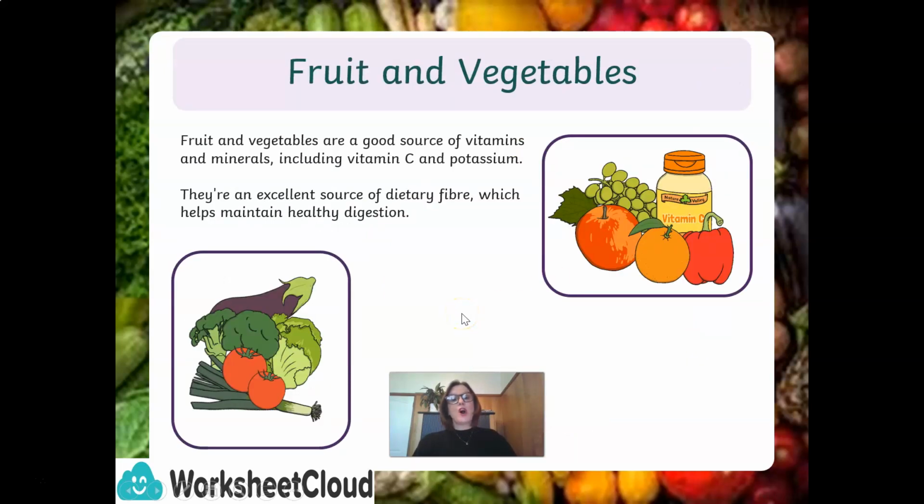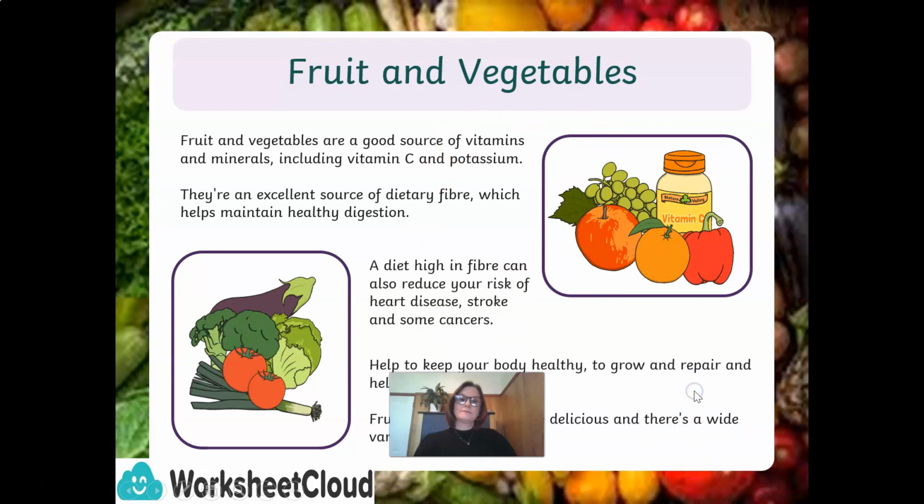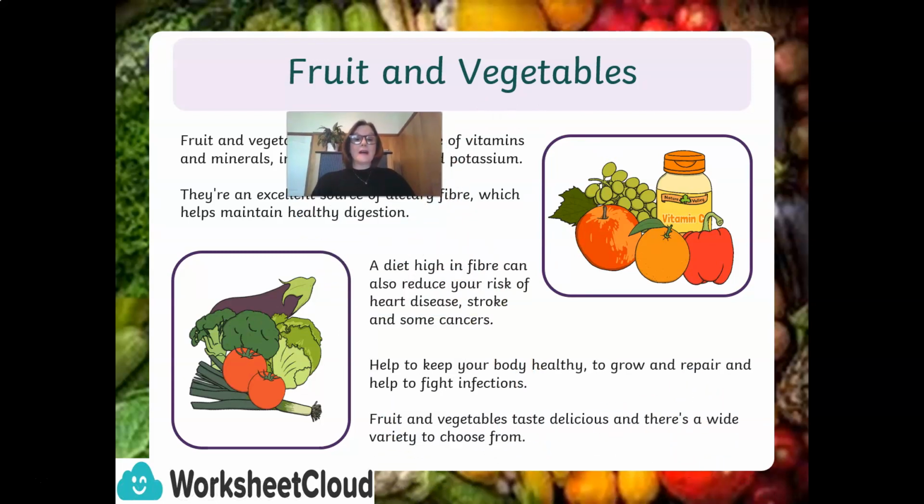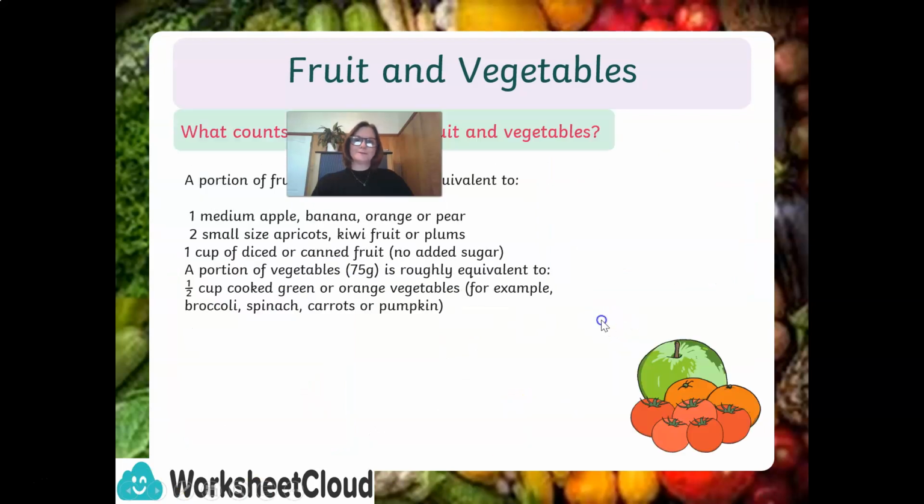So fruit and vegetables are a good source of vitamins and minerals. They give us vitamin C and potassium. They're an excellent source of dietary fiber, which helps maintain a healthy digestion. A diet that is high in fiber can also reduce your risk of heart disease, stroke, and some cancers. It helps to keep your body healthy, to grow and repair, and it also helps to fight infections. Fruit and vegetables taste delicious, and there's a wide variety to choose from.